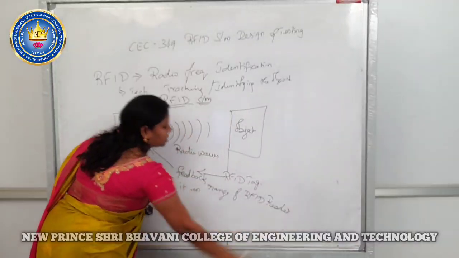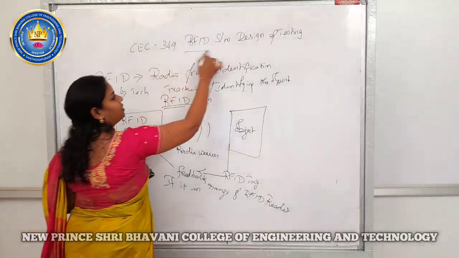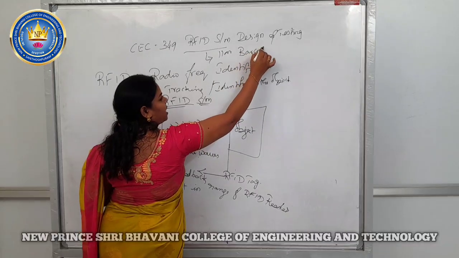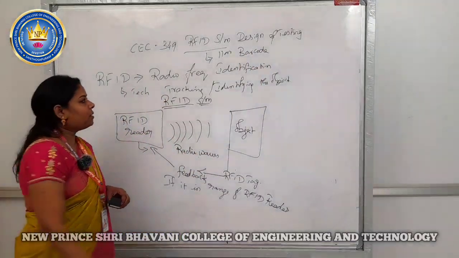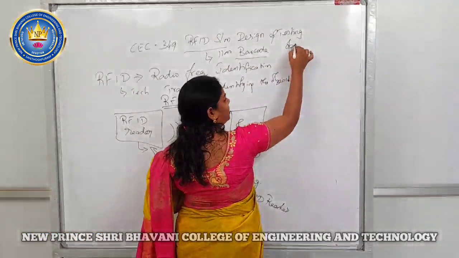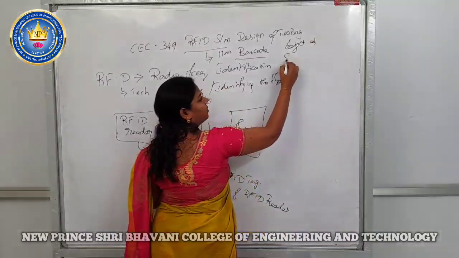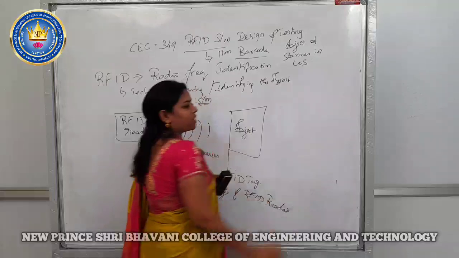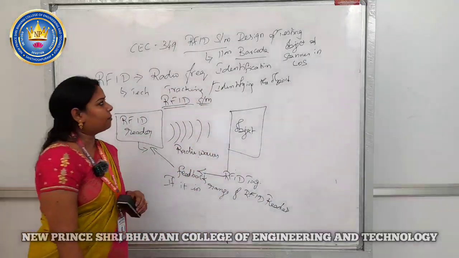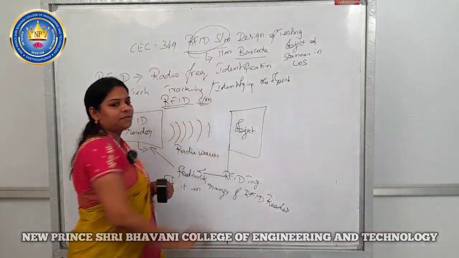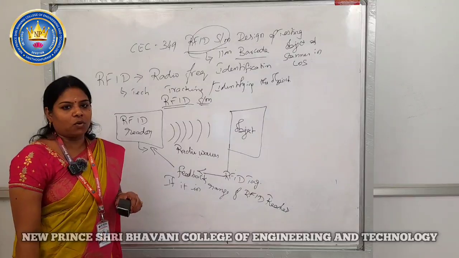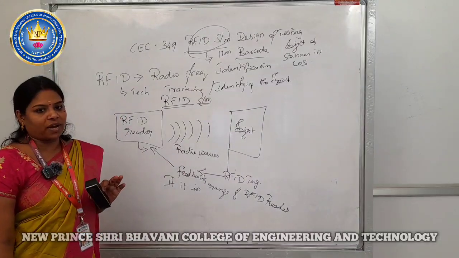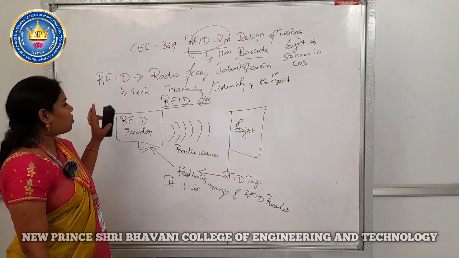This RFID system is similar to the barcode, but the major difference is that in a barcode the object and the scanner should be in line of sight. Line of sight is nothing but being in a straight line. Whereas in RFID systems there is no need of LOS, but the tag should be within the range of the RFID reader. So this is called an RFID system.